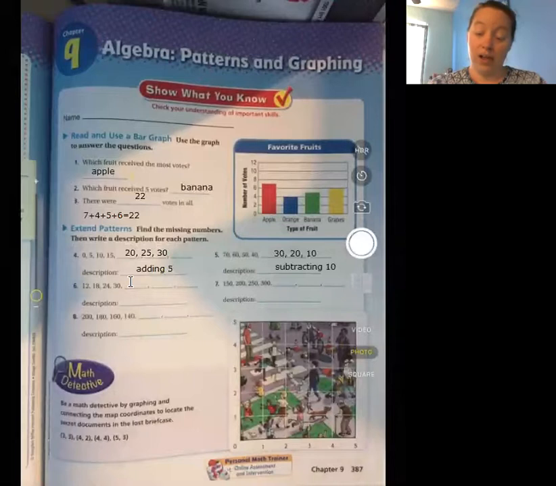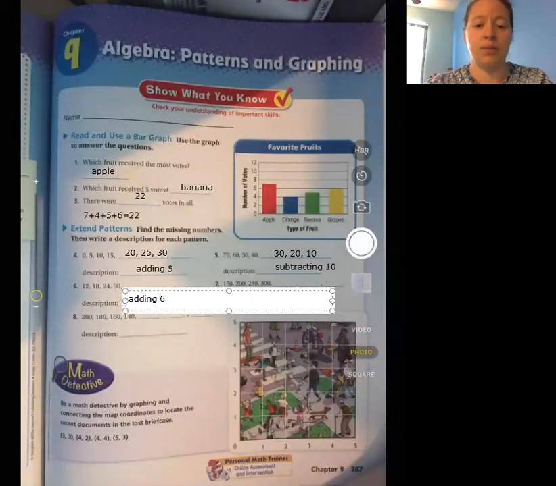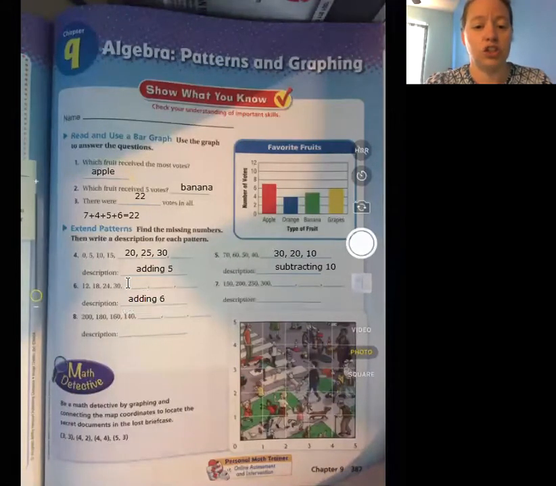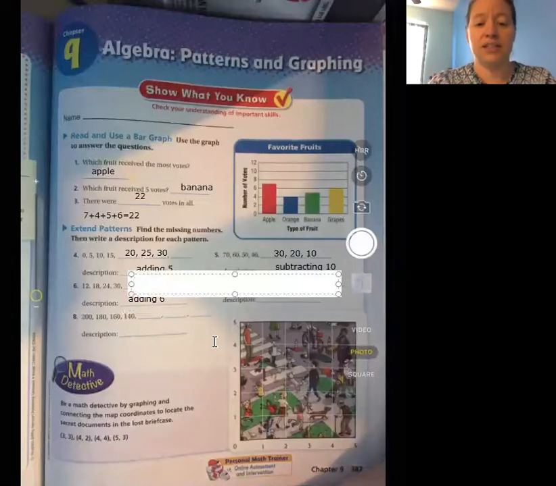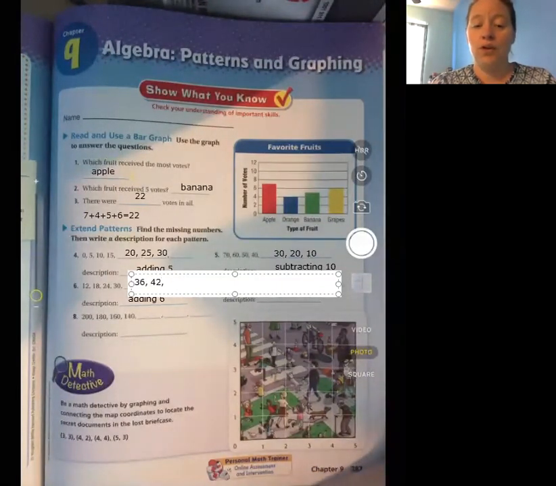Here, 12, 18, 24, 30. Are we adding or subtracting? We're adding. How much? What is 18 minus 12? 8 minus 2 is 6. So we are adding 6. So I'm writing that down first. Now let's actually do our 30 plus 6 is 36. 36 plus 6 is 42. 42 plus 6 is 48.